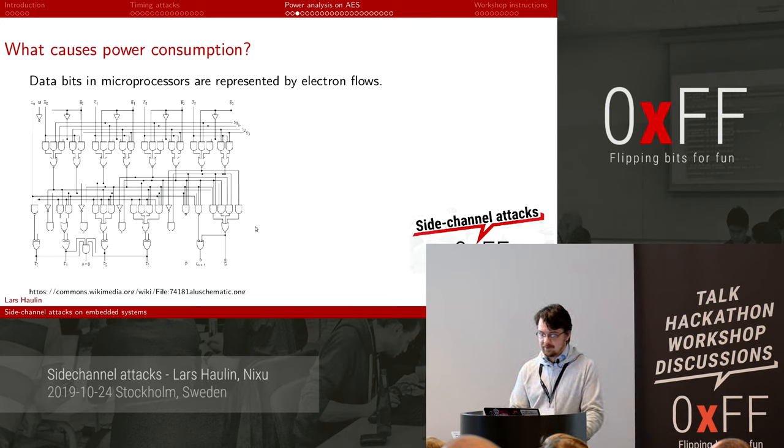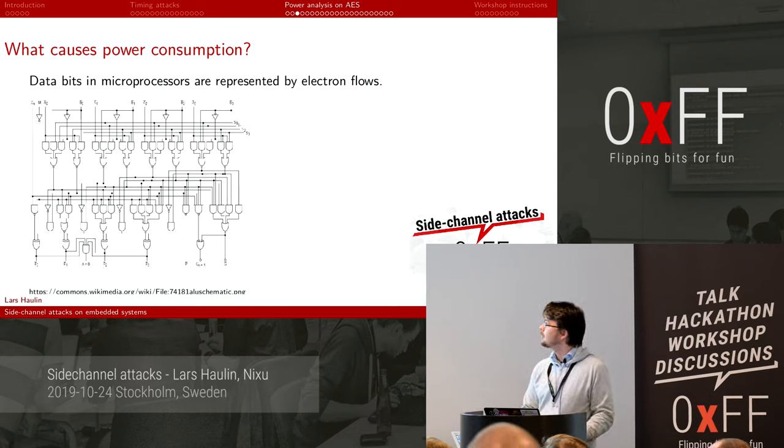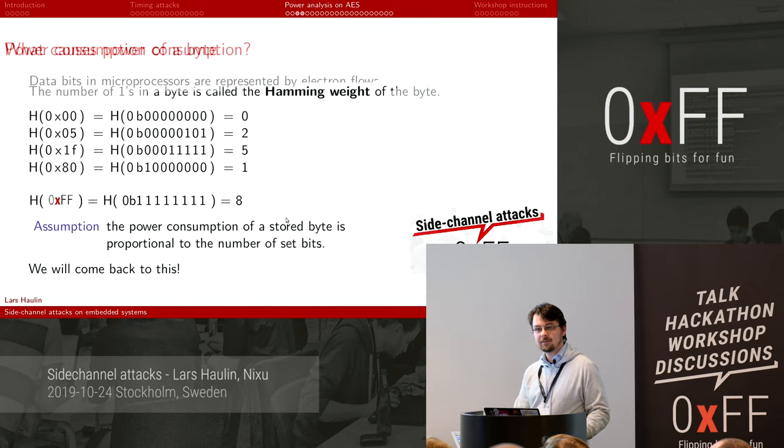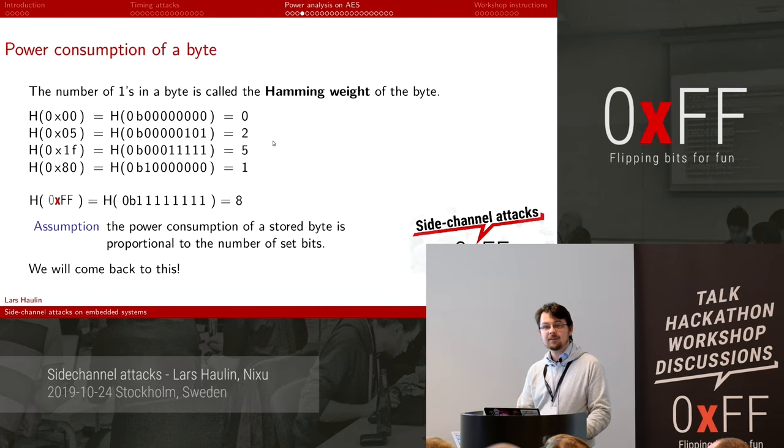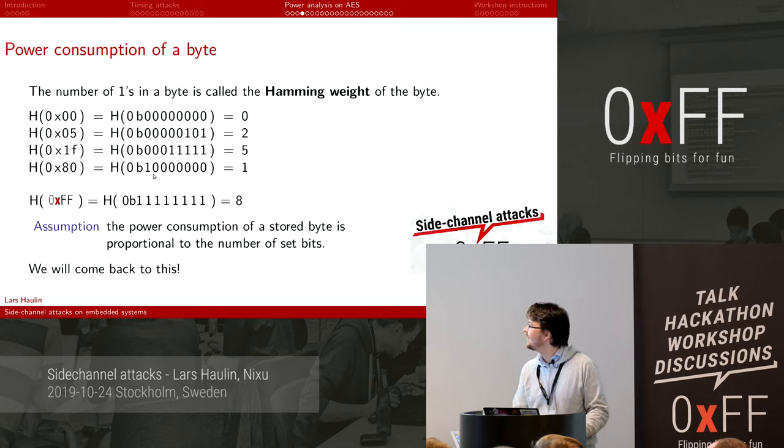So how much does a byte consume? We can make an assumption that the power consumption of a byte is proportional to the number of set bits. What we use then is an operator called the Hamming weight of a byte, which counts how many one bits we have. For zero, we have 0 bits, for five, we have 2 bits, and for 1F, we have 5 bits. This does not correlate with the actual value of the byte, because even a big number like 128, hex 80, has only 1 bit set. And of course, going on our theme of this meetup, we can see that this is the highest byte. It has a Hamming weight of 8 set bits.